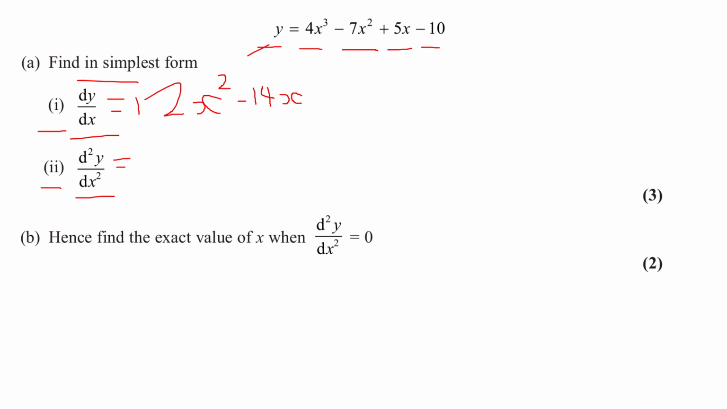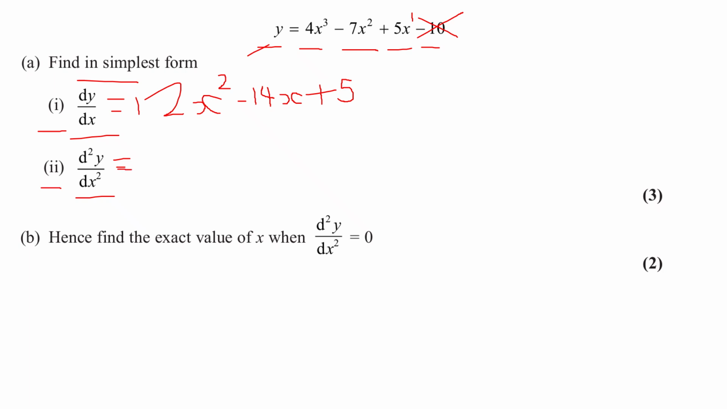Then we've got the plus 5x, that obviously goes to plus 5. And the minus 10 goes to 0. So any constants differentiate to 0. Think of 5 as 5x to the power of 1, if it helps you. You have 5 times 1 is 5, then we have x to the power of 0. But we know in maths that anything to the power of 0 is just 1, and anything to the power of 1 is just itself, giving me 12x squared minus 14x plus 5 as my answer.